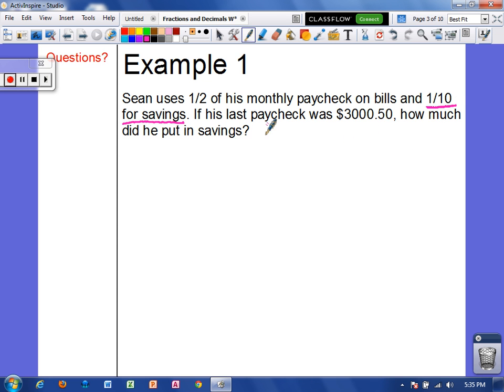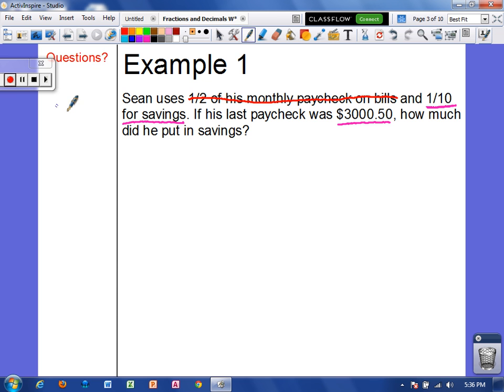So the information we need, we know that 1/10 of his paycheck goes into savings. And then we know that his last paycheck was $3,000.50. Now there is some extra information in this question. All we care about is how much Sean puts into savings. We do not care about how much he's paying for bills. So let's write an expression. We want to find 1/10 of $3,000.50.